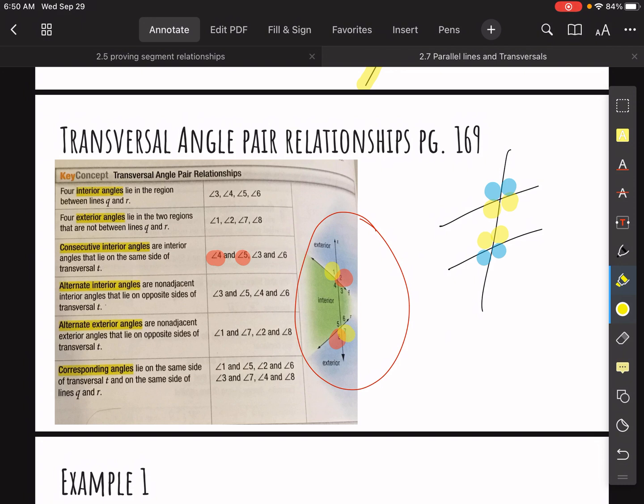And then finally, we have corresponding angles. Corresponding angles lie on the same side of the transversal and on the same side of the lines P and Q. These are called corresponding. So let's do a couple of examples of those.